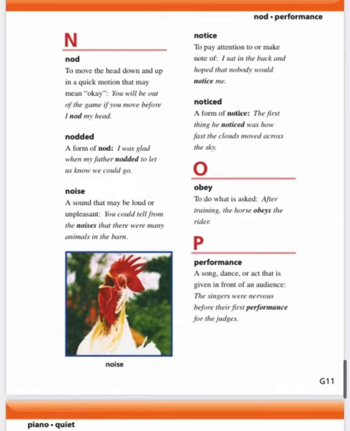Noticed, a form of notice. The first thing he noticed was how fast the clouds moved across the sky. Obey, to do what is asked. After training, the horse obeys the rider.